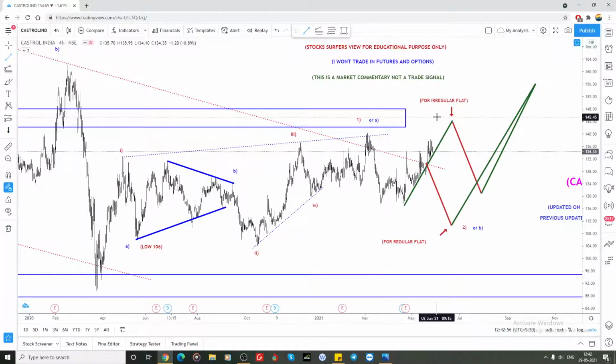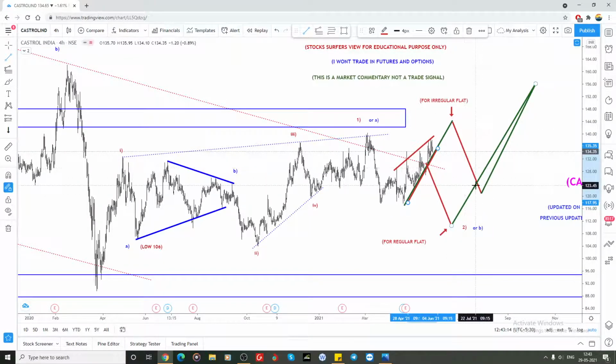Whether it is going to make a high and form an irregular flat, from here I expected, but it didn't happen. So let's see. It's making one more, like a wedge formation. So allow this to break either side, but if it breaks this also, I'm thinking it is making an irregular flat. It needs to make an irregular flat. Then only I will buy. Otherwise, if it doesn't break this high, and if it breaks this low, I will be on the buy side nearly to that 107 or 105 zone for the maximum target.